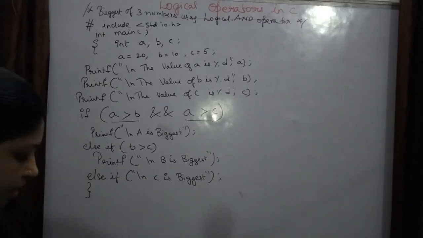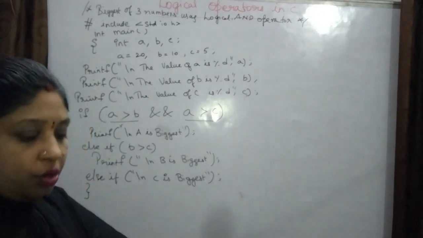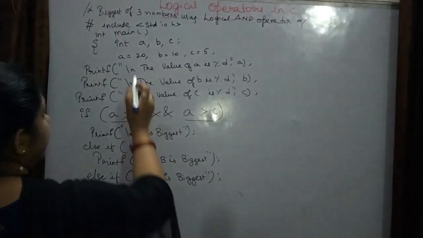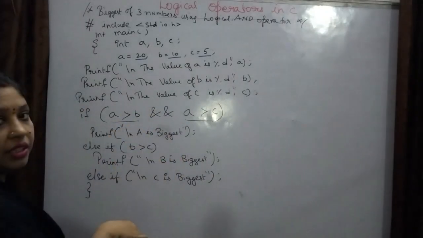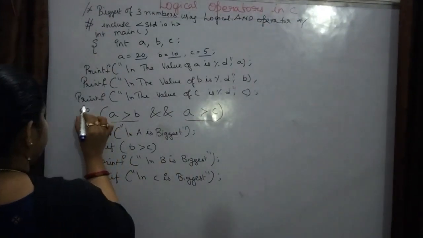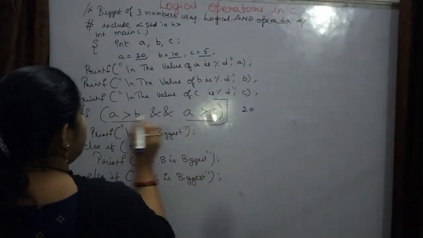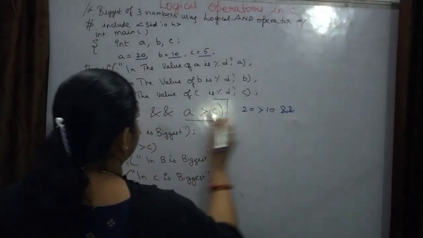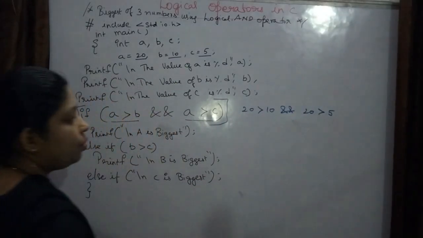Now let us try one example. I have written the condition. If you try on the system, what will be the output, I will show you now. Here I have taken a is 20, b is 10 and c is 5. Now I will check the condition here. For this condition, a is what? a is 20. 20 is greater than b, b is what? 10. Ampersand ampersand, a is greater than c. a is 20, greater than c, which is 5.